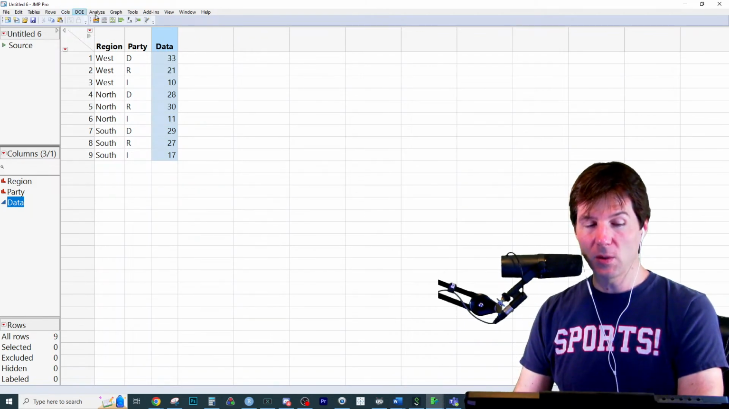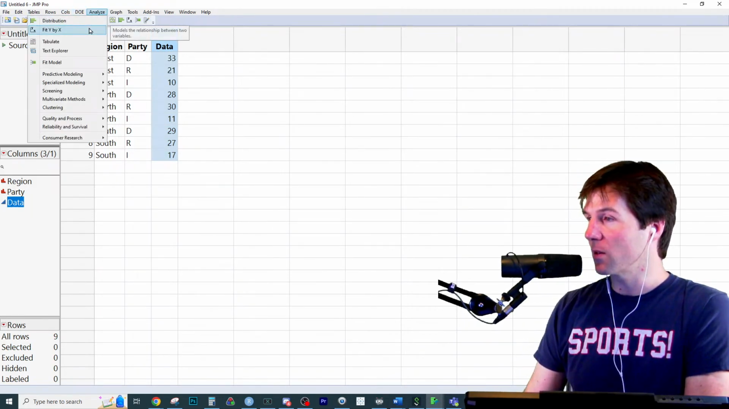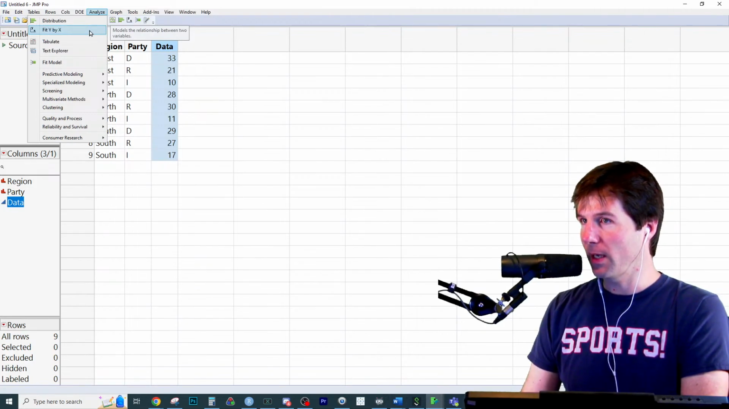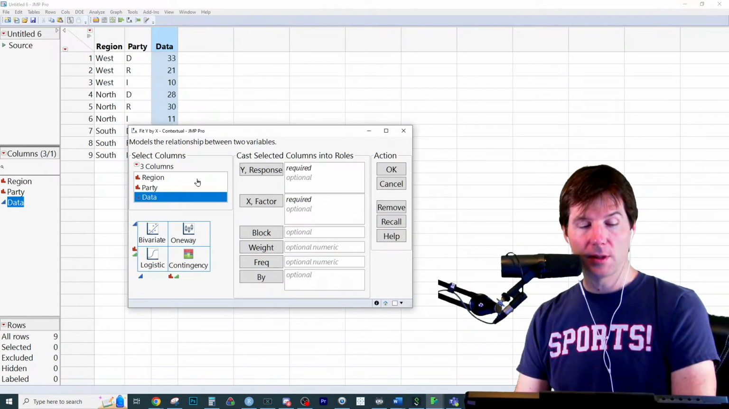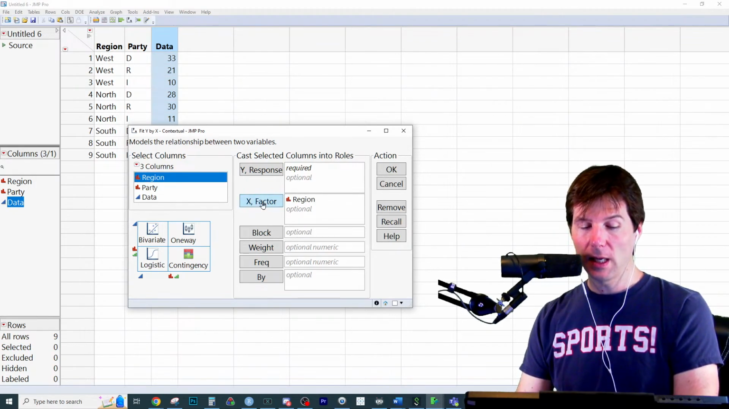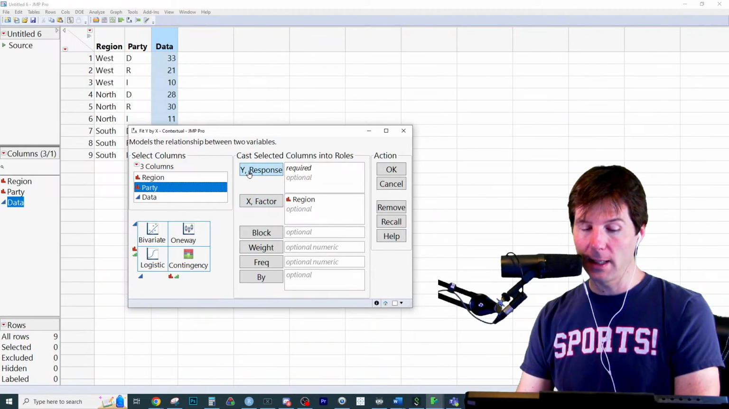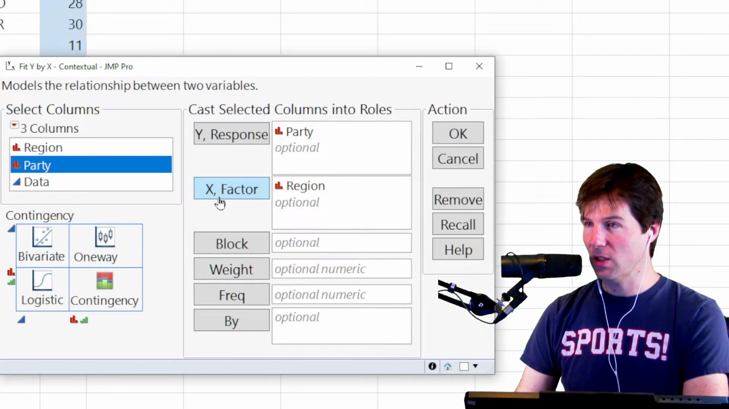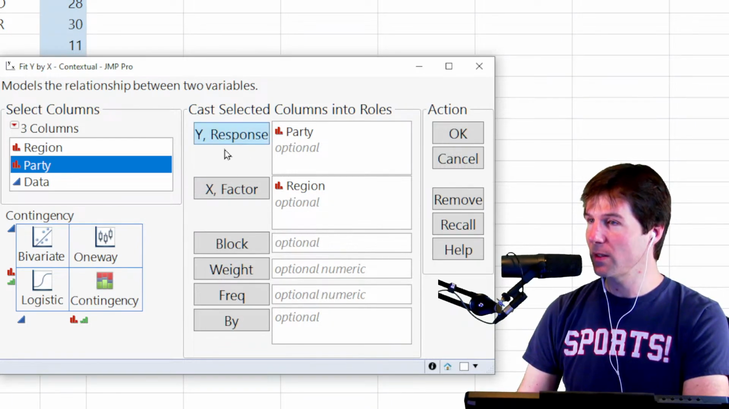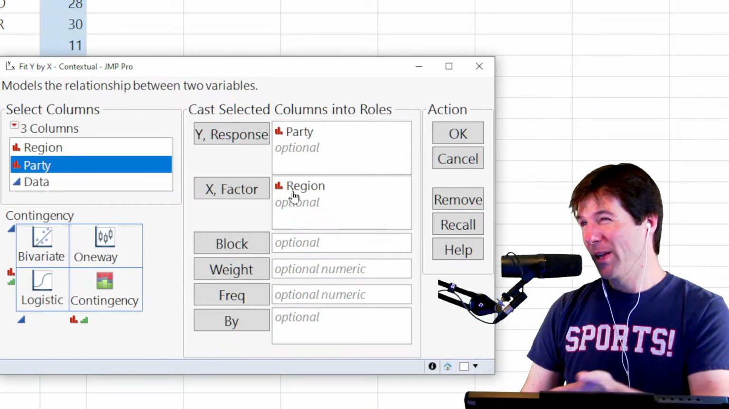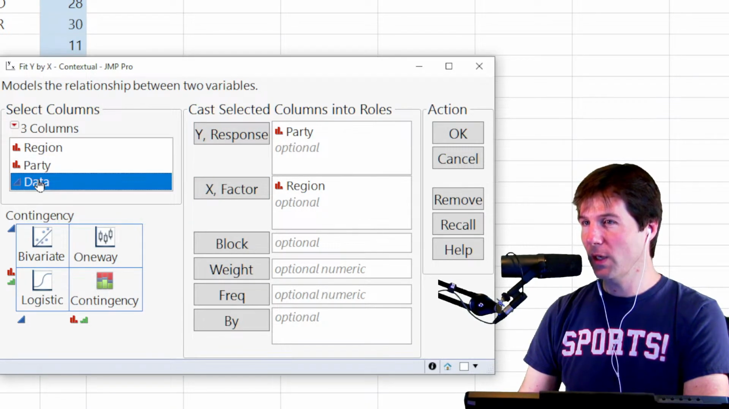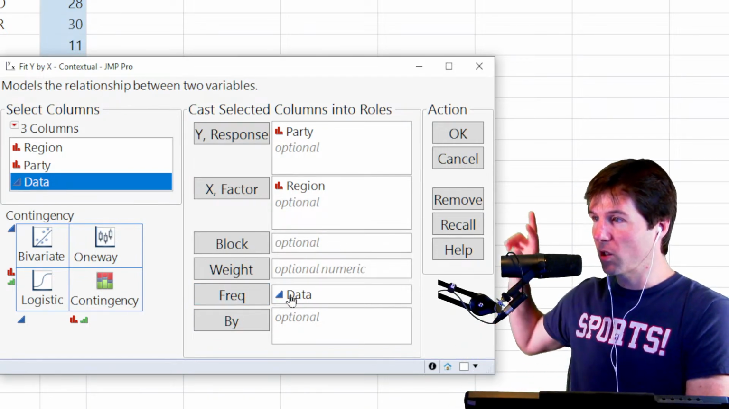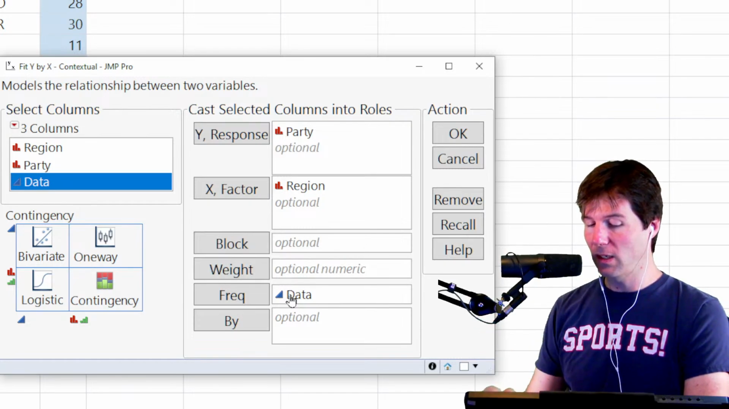So with this now complete, we are going to go to Analyze, Fit Y by X. We're going to put right here, does somebody's region explain why they are in a certain party? We say, does somebody's region explain why they are in a certain party? Because the X is the explanatory, the Y is the response. Why do people join a certain party? Maybe the region they're in explains it. But don't forget to put the data in the frequency. This is the count of the observations. Pause right here. Make sure your screen looks like this so you can get the right data.